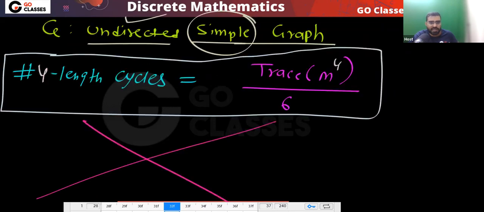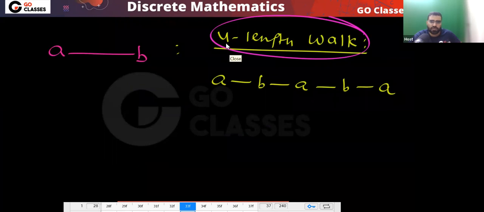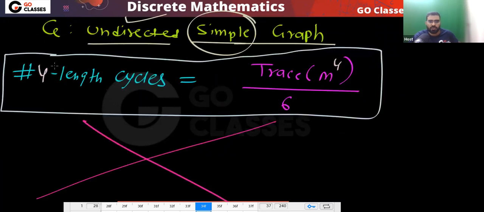This will not work for five length cycle also. Okay, so did you understand that for four length it will not work, because you can get a four length walk with only A and B? Now, will it work for odd length cycles? Like if I have length five, divide by 10 maybe. So can I do this? Will it work?